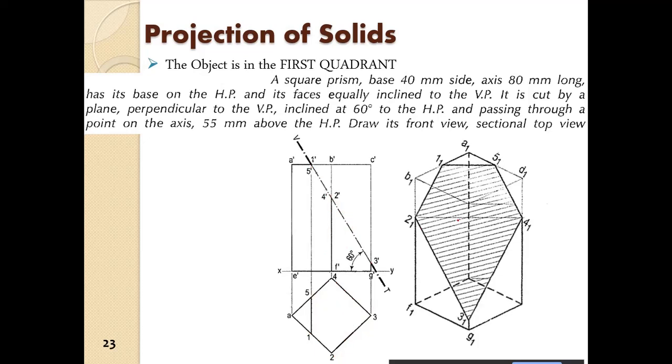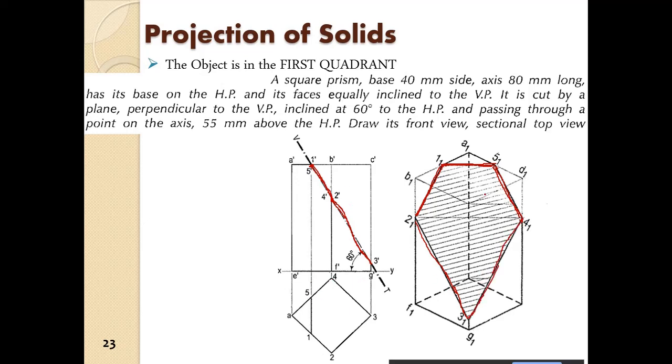So it is of this manner. Here 1 and 5 dash is here. So 1 to 2 dash is this edge, and 5 to 4 dash will be hidden behind. And 2 dash to 3 dash will be this edge, and similarly 4 dash to 3 dash will be this edge.